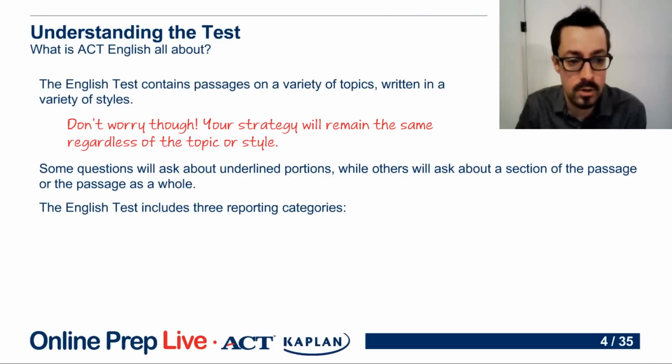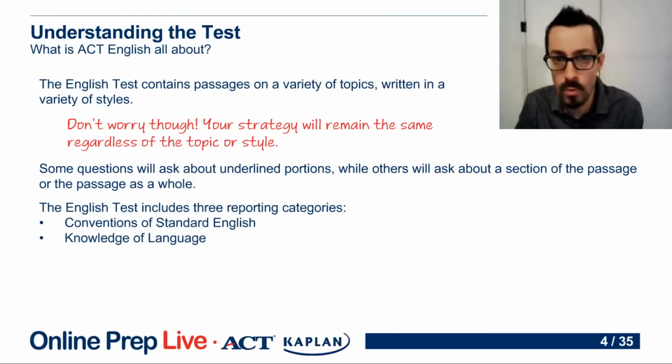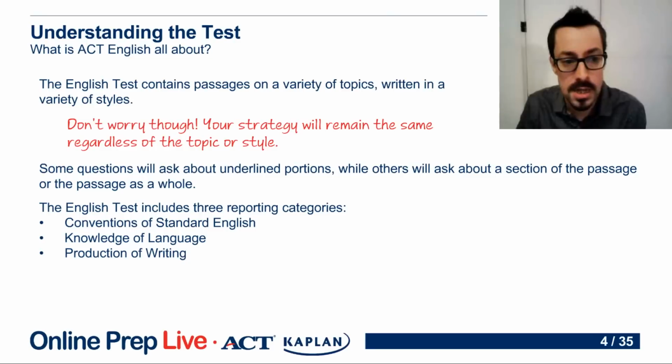So here are the three main categories that we're going to be tested on. Conventions of standard English. This just means grammar, basically. So we've got to know all of that stuff, and we want to have it memorized. It's not too much, though. It's not overwhelming. There's just a few key things that you can memorize. Knowledge of language. We will be occasionally tested on meaning and vocabulary in these questions. And production of writing. So this is what I was talking about with order of the paragraphs or order of the sentences, making sure that we understand the logic of how the passage is put together.